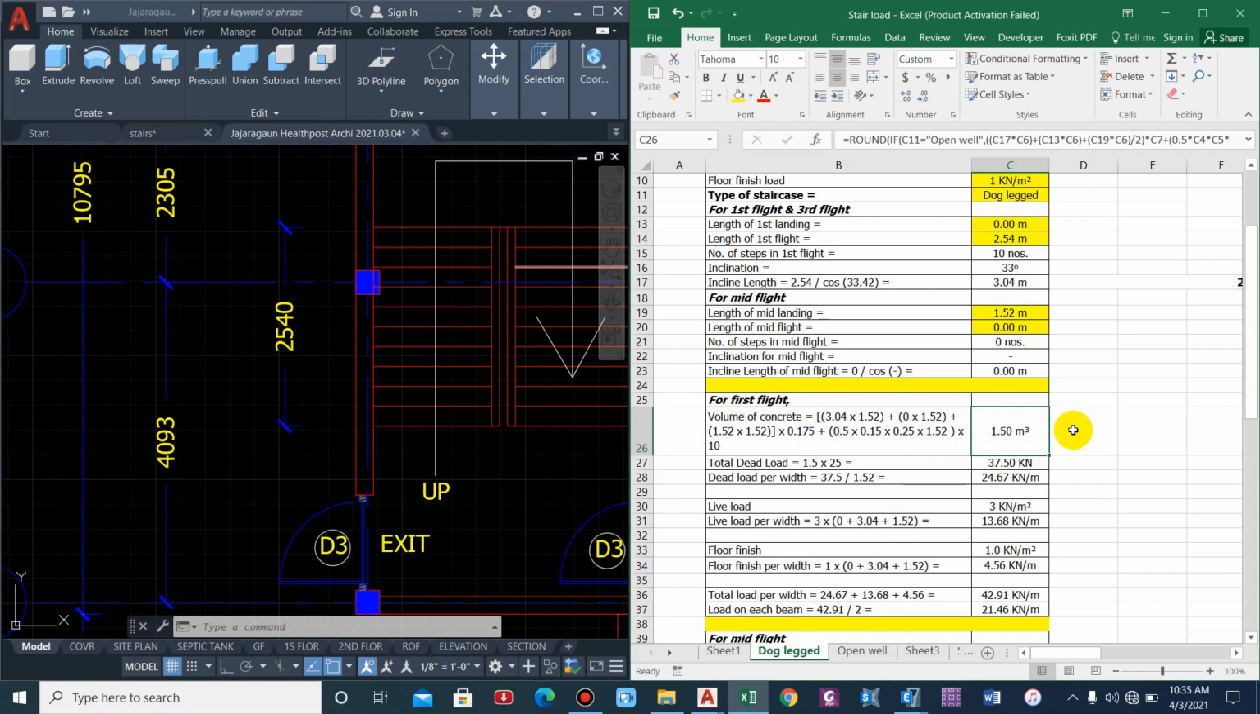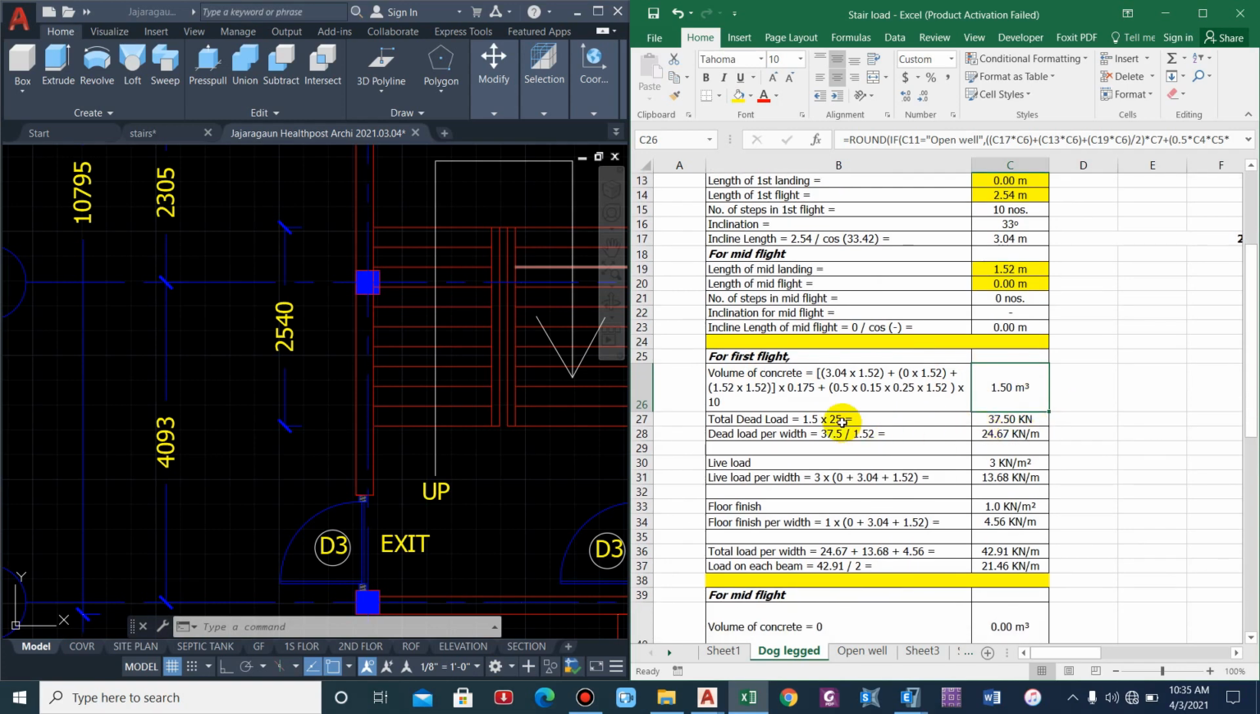Now the volume is computed as 1.50 meter cube. Total dead load is 37.50, and 24.67 will be the dead load per unit width. You can see I have provided the formula here as well, so you will not get confused: 37.50 divided by the width of the staircase gives 24.67. Live load is 3 kN per meter square, giving 13.68, as we are considering the load across the length. So 0 as the length of the first landing, 3.04 the inclined length of the flight, and this is the length of the mid landing. With floor finish, the total load is 21.46 kilonewton per meter.